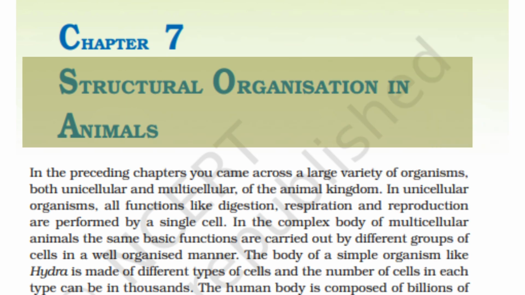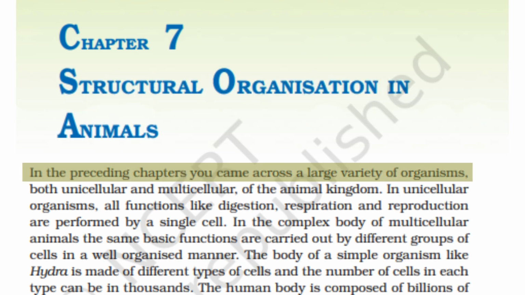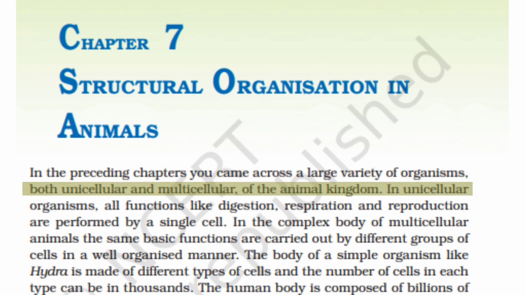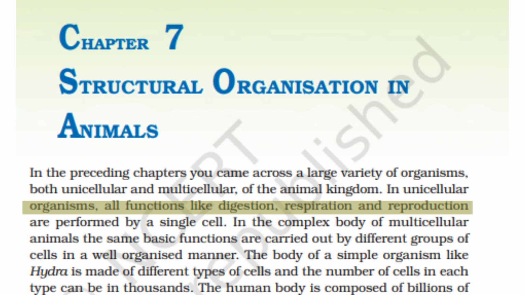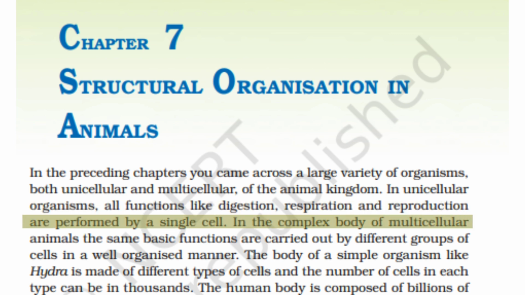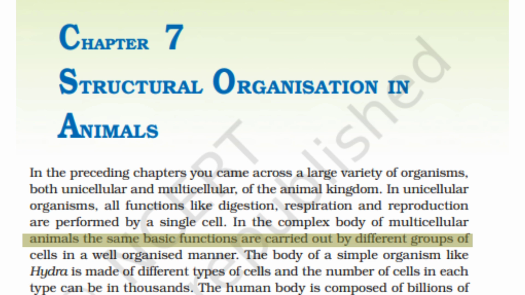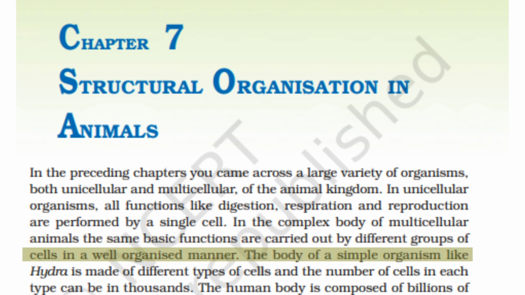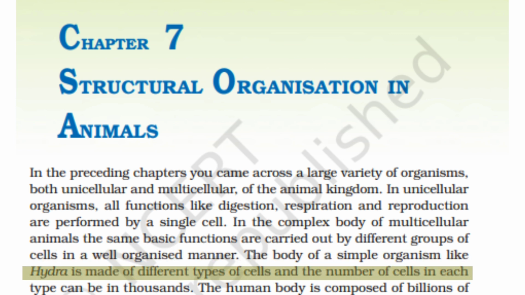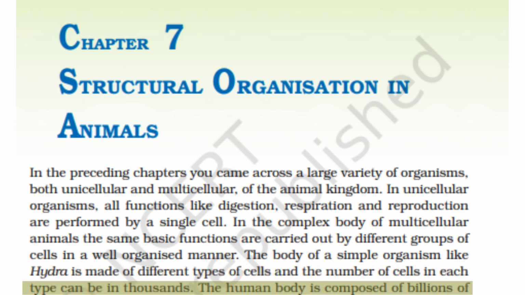Structural organization in animals. In the preceding chapters, you came across a large variety of organisms, both unicellular and multicellular, of the animal kingdom. In unicellular organisms, all functions like digestion, respiration, and reproduction are performed by a single cell. In the complex body of multicellular animals, the same basic functions are carried out by different groups of cells in a well organized manner. The body of simple organism like Hydra is made of different types of cells, and the number of cells in each type can be in thousands.